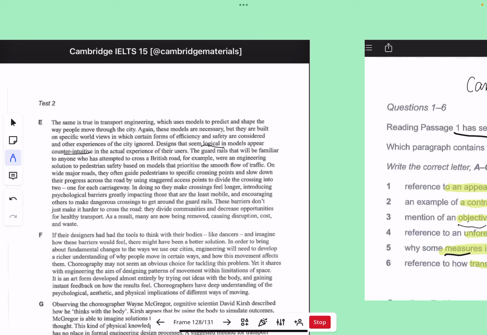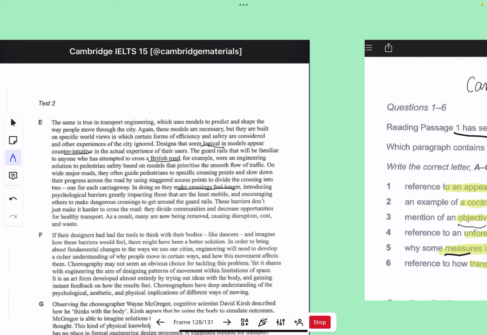The guard rails that will be familiar with anyone who attempted to cross British road. For example, there were an engineering solution pedestrian safety based on models that prioritize the smooth flow of traffic on wide major roads. They often guide pedestrians to specific crossing point and slow down their process across the road, using staggered access points to divide the crossing into the two. In doing so make the crossing feel longer.